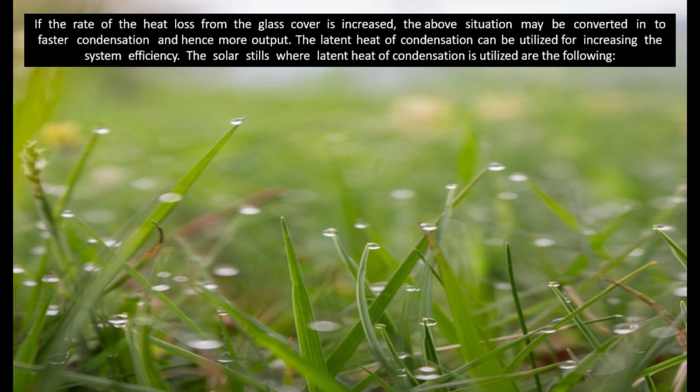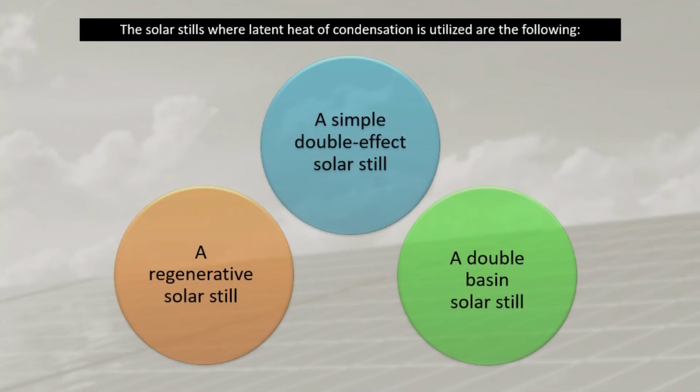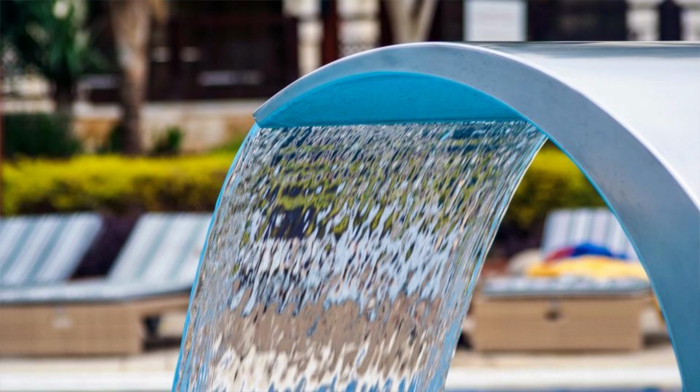The latent heat of condensation can be utilized for increasing the system efficiency. The solar stills where latent heat of condensation is utilized are the following. First is a simple double effect solar still, second is a double basin solar still, and third is a regenerative solar still. So now we will discuss the simple double effect solar still.